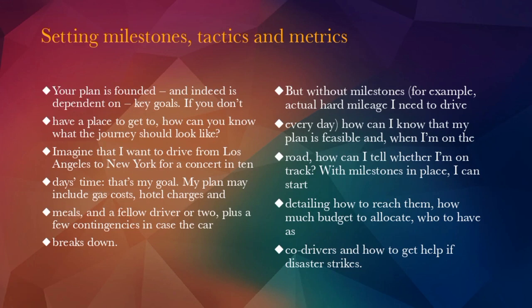contingencies in case the car breaks down. But without milestones, for example, actual hard mileage that I need to drive every day, how can I know that my plan is feasible once I'm on the road? How can I tell whether I'm on track? With milestones in place, I can start detailing how to reach them, how much budget to allocate, who to have as co-drivers, and how to get help if disasters strike.